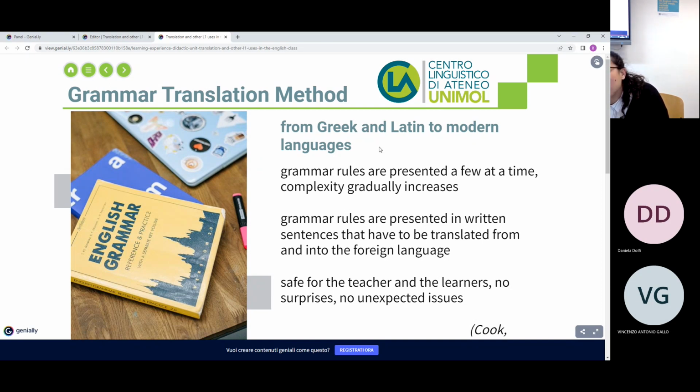No tricks, no surprises. There were no unexpected issues. Everything was prepared, everything was written, and you wouldn't divert from there. So that was it. Very safe, especially for teachers who couldn't master English, so L2, and were not, for example, C2 level English teachers.